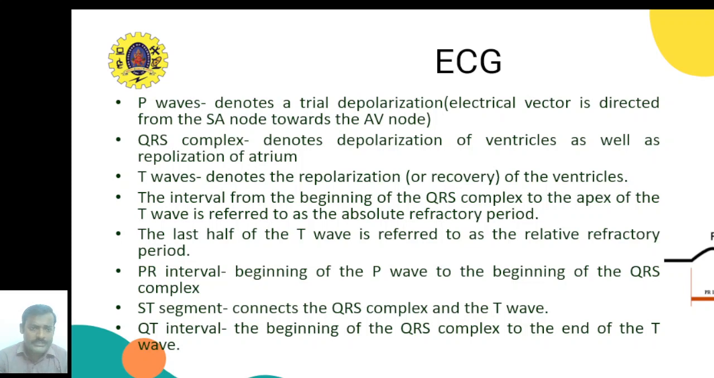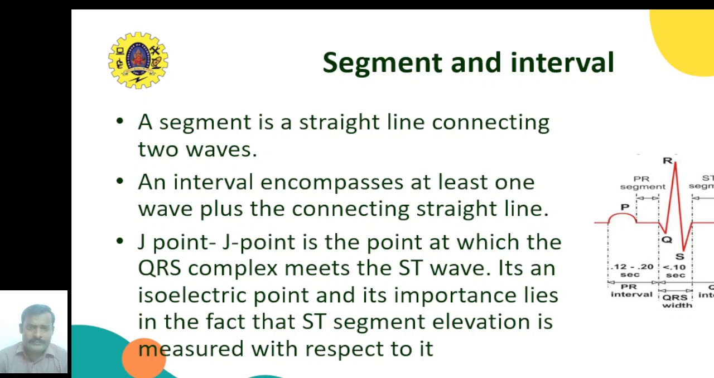The PR interval is from the beginning of the P wave to the beginning of the QRS complex. The ST segment connects the QRS complex and the T wave. The QT interval is from the beginning of the QRS complex to the end of the T wave. Look at the segments and intervals here. This is the PR segment and this is the next segment. The PR interval will be 0.12 to 0.20 seconds, the QRS width will be less than 0.10 seconds, and the QT interval will be 0.35 to 0.45 seconds.